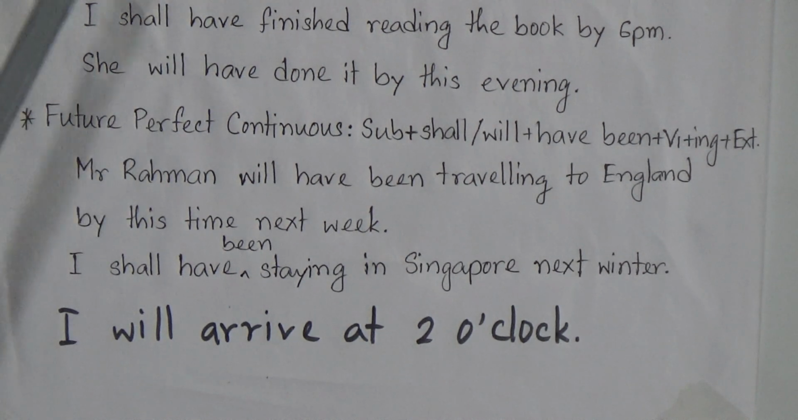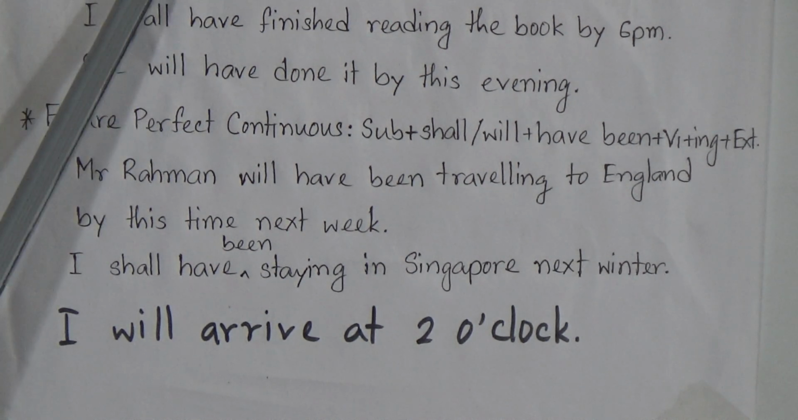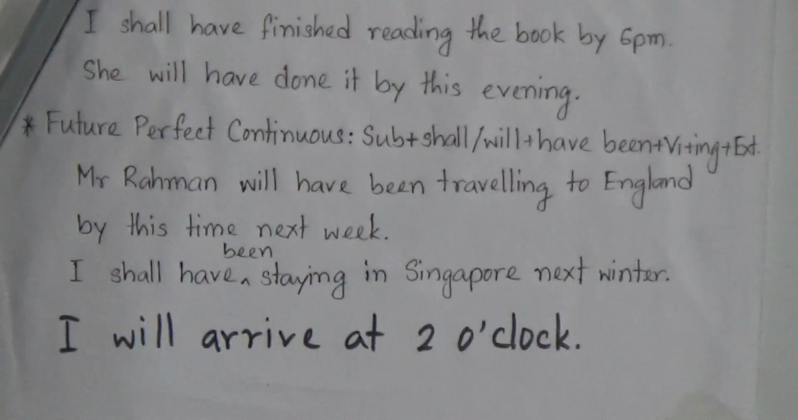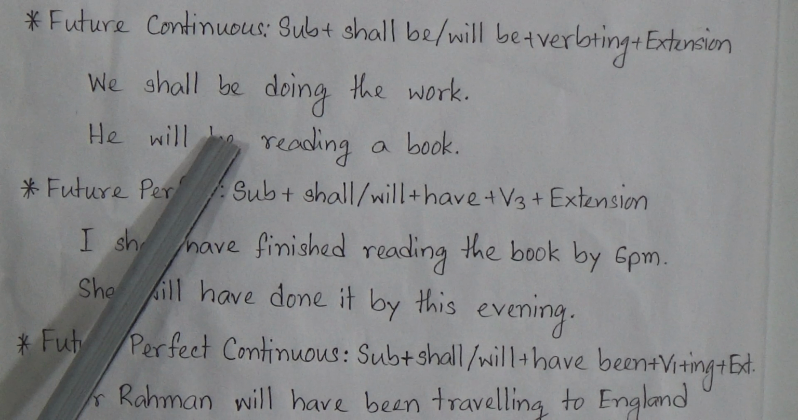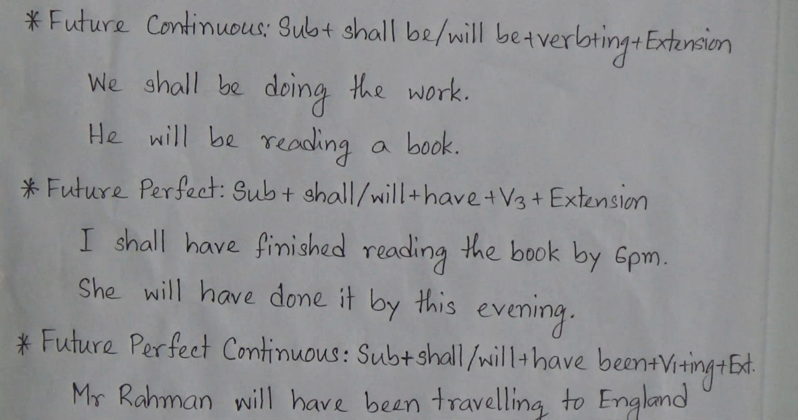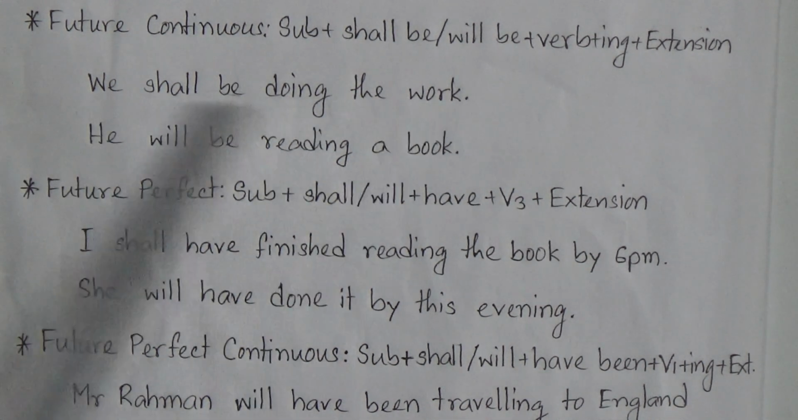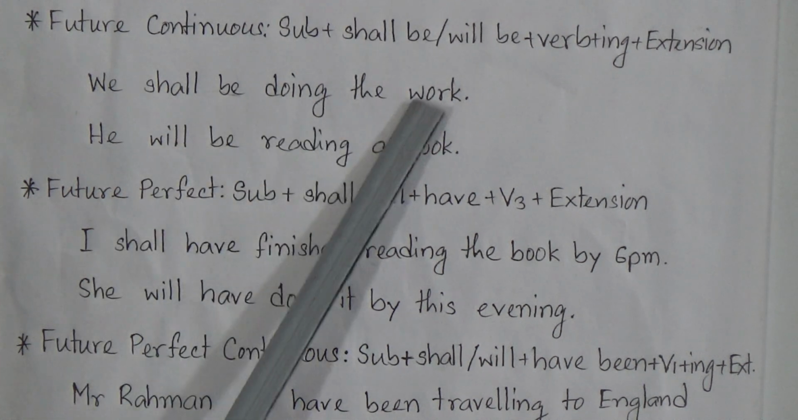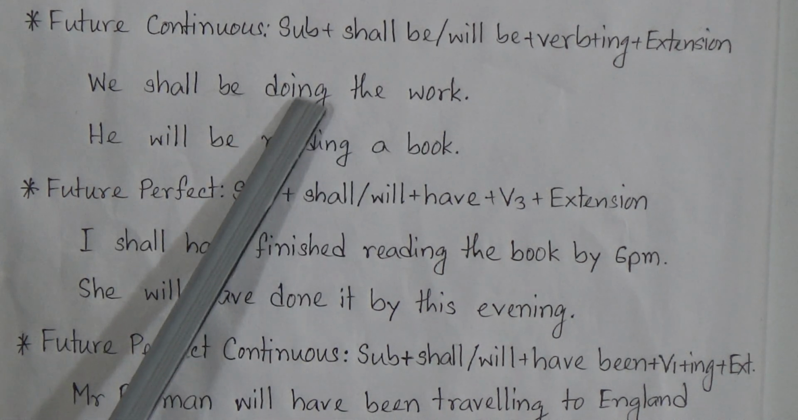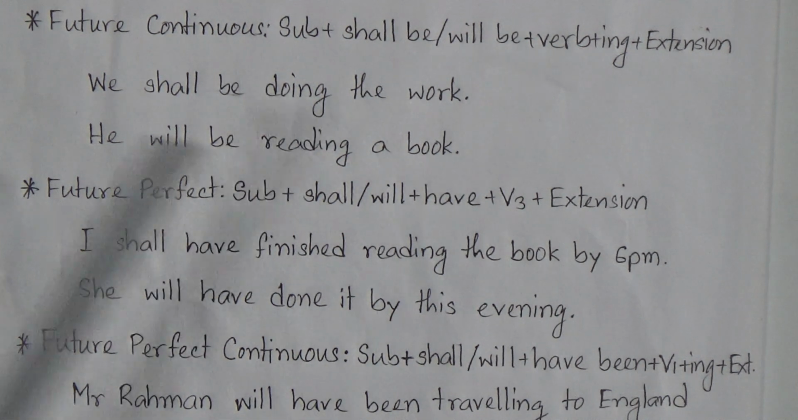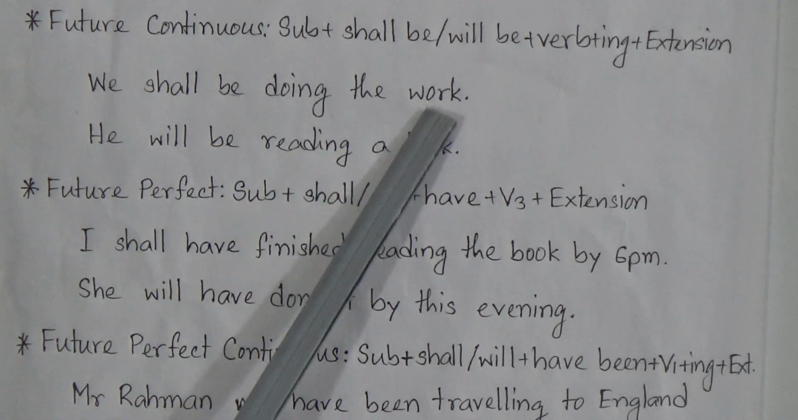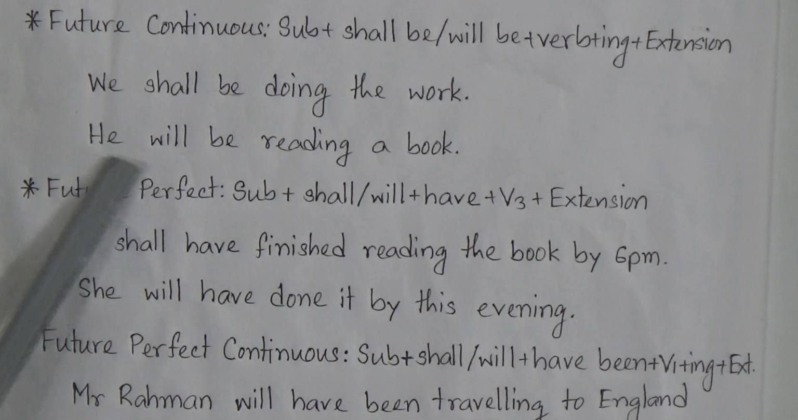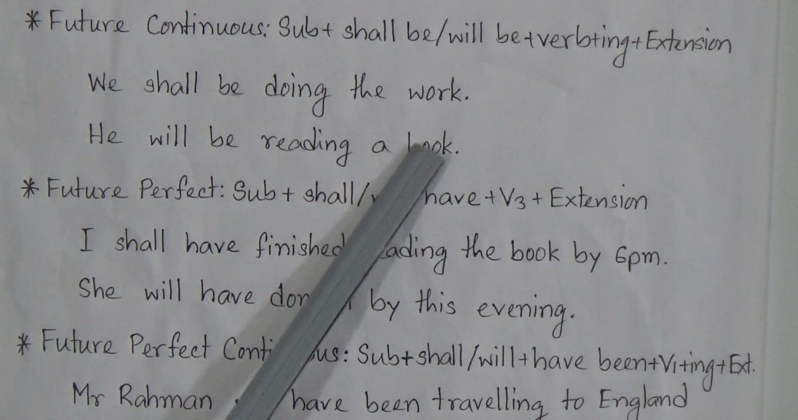And when will you use future continuous tense? When we want to indicate that something will occur in the future and continue for an expected length of time. So we will be doing the work, that means you will be doing the work for an expected length of time, and he will be reading a book, that means there will be an expected time, and until that time you will do the work.